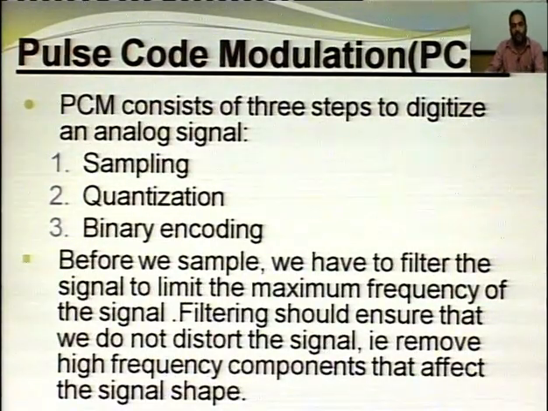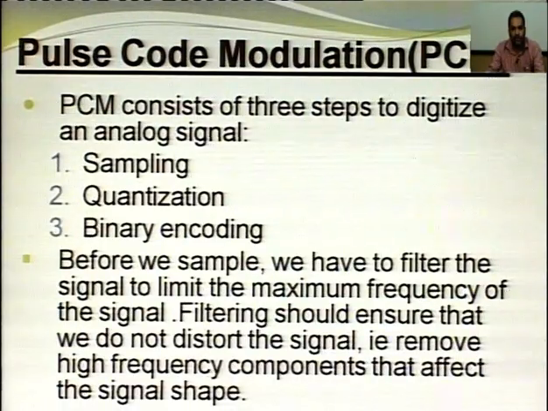So, the 3 steps which are performed in pulse code modulation are: first is sampling, means the analog signal is sampled. Second is quantizing. Quantizing means assigning the levels or references to these samples, and third is binary encoding, means then assigning the codes to these levels. So, these are the 3 steps which are performed in sequence for pulse code modulation.